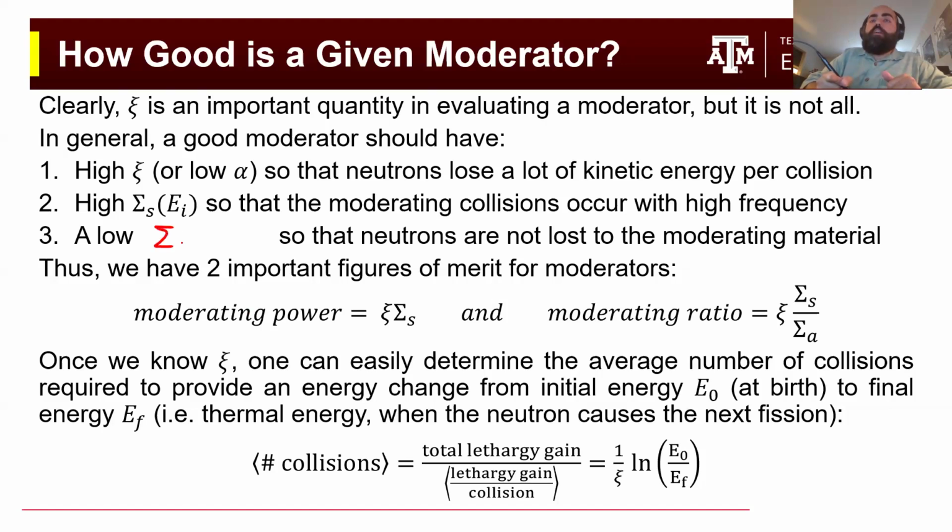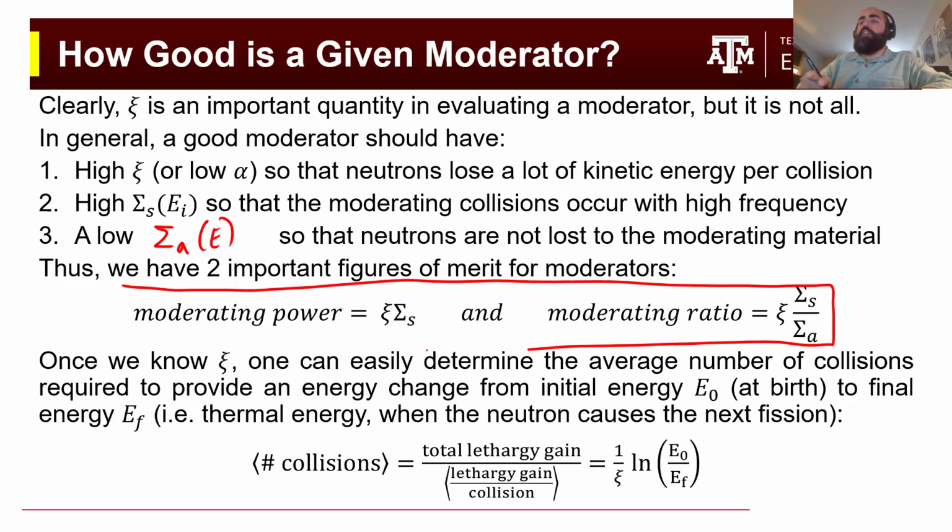So we also want our moderators to have a low sigma, a low absorption cross-section, so that neutrons don't get absorbed or lost in the moderating material. And there's two definitions, like figures of merit, for evaluating moderator effectiveness. The first one is the moderating power, which is worm times the scattering cross-section. And the other one is the moderating ratio, which is worm times the ratio of scattering to absorption.